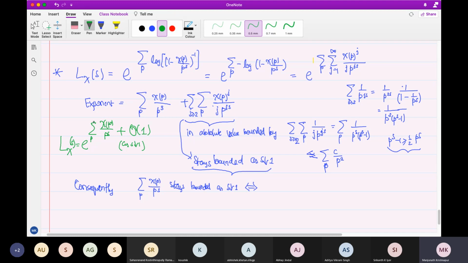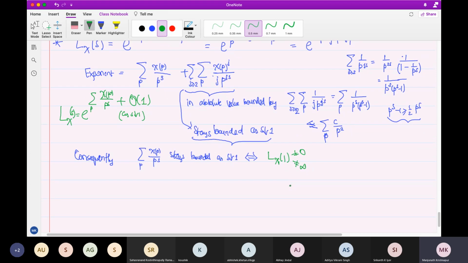Therefore, the blow up or not blow up of this depends on whether this is 0. For this to become 0, this has to blow up to minus infinity. For this to blow up to plus infinity, this also has to blow up to plus infinity, right? So this one stays bounded as S goes down to 1 if and only if L chi of 1 is not equal to 0 and not equal to infinity.